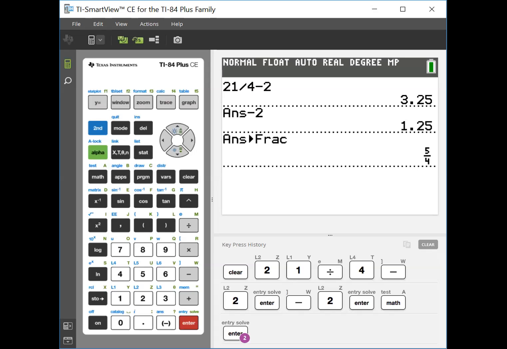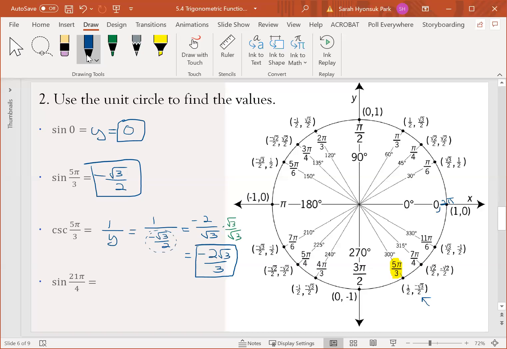5 pi over 4. So let's go back to our slides here. So this is equivalent to sine of 5 pi over 4. And if we look at 5 pi over 4, the y value is negative root 2 over 2. And that is our solution there. Okay, let's try the next ones.